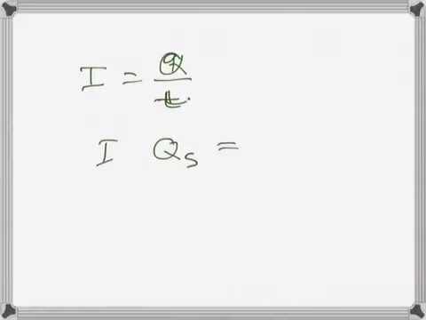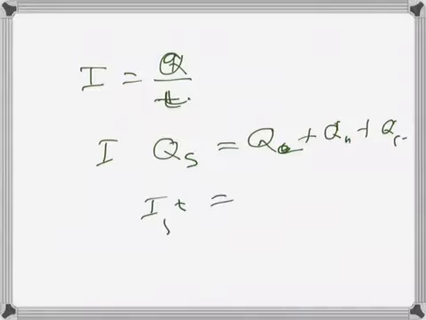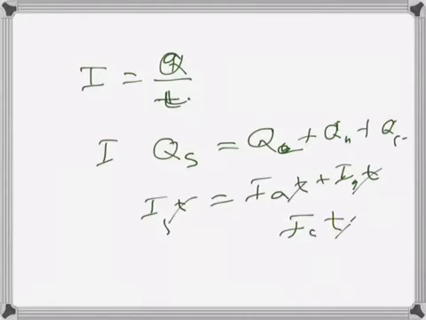So what happens is Qs is equal to Qa plus Qb plus Qc, and Q we know is basically It. So Is T is equal to Ia T plus Ib T plus Ic T. So if we get rid of the T's, we get Kirchhoff's current law. So conservation of charge has to be there, because whatever number of particles are coming, multiplied by the unit charge of a particle, will be the total charge.